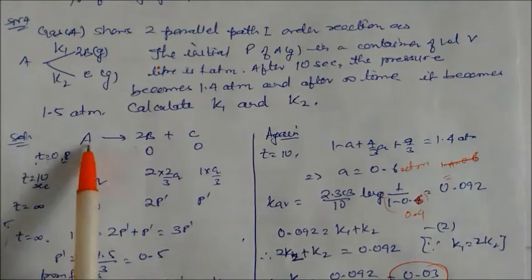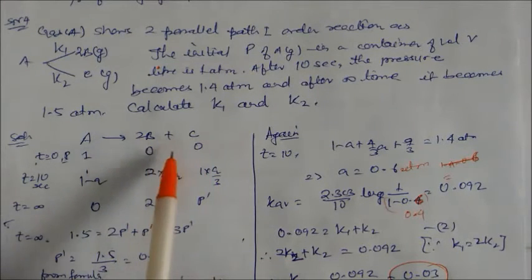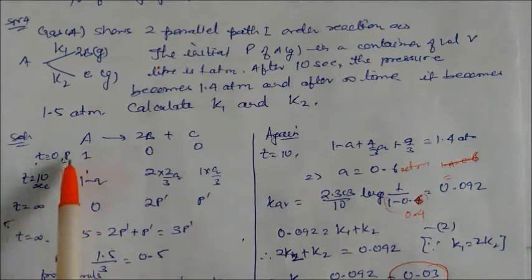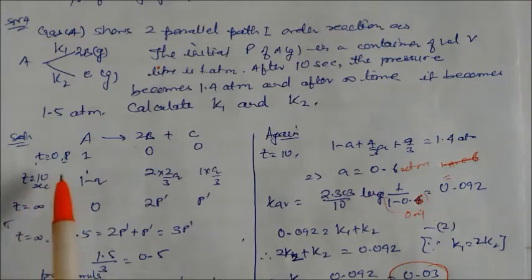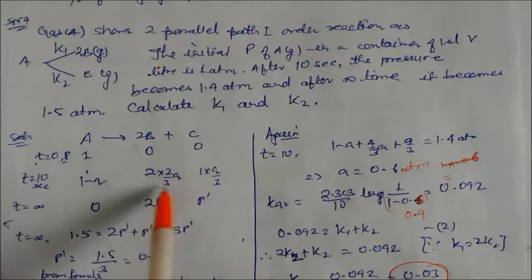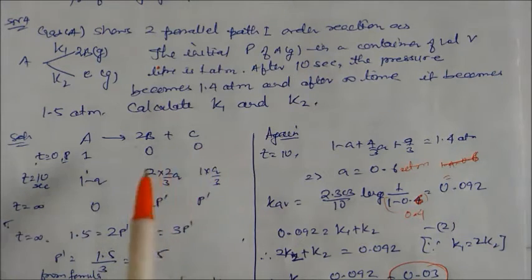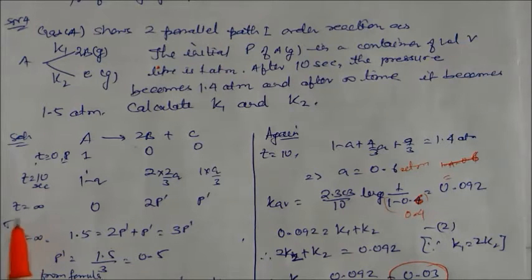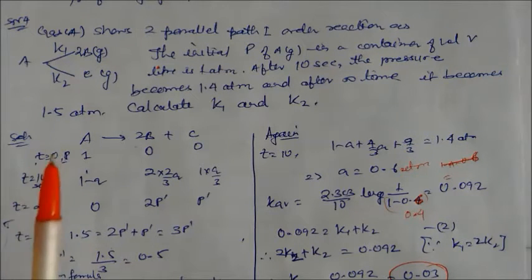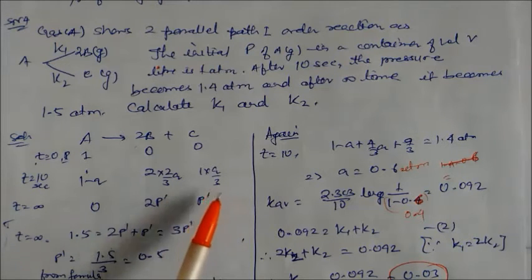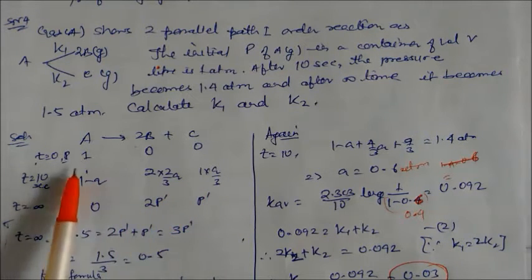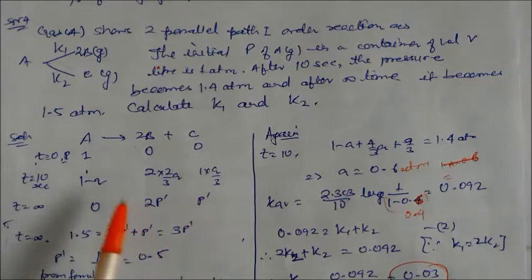So initially A is split into 2B plus C. So this is the parallel order reaction. At the initial time, the pressure is 1. After 10 seconds, the pressure of B will be 2 into 2 by 3 of A. If we take the initial pressure as A, this will be 2 by 3 of A, and C will be 1 into A by 3. When t equals infinity, A will be completely decomposed into B and C respectively. So this will be 2P dash and this will be P dash. So the initial pressure is 1.